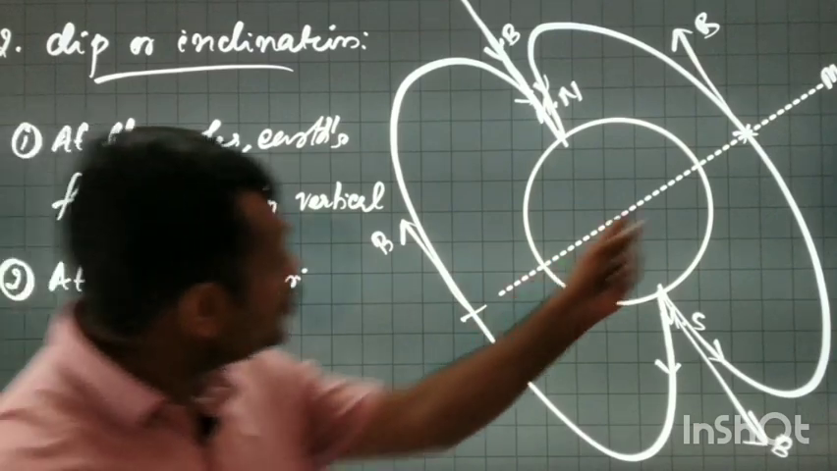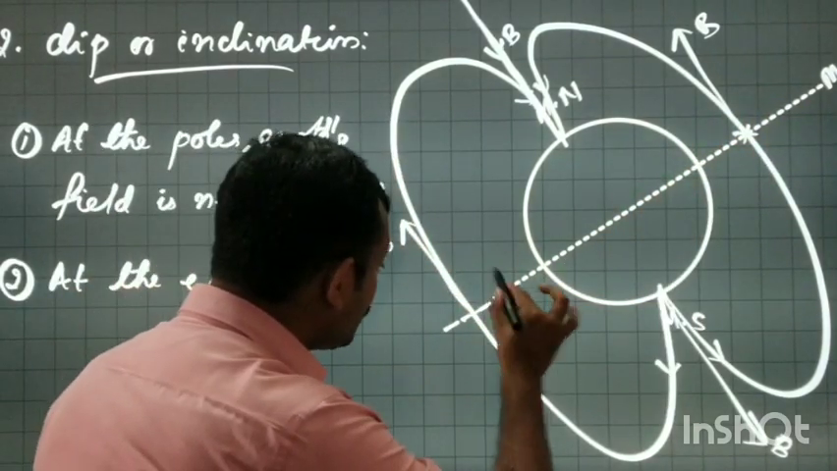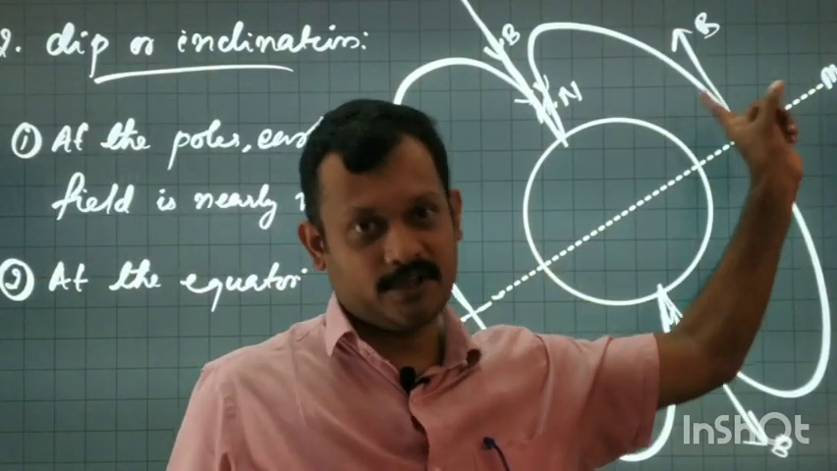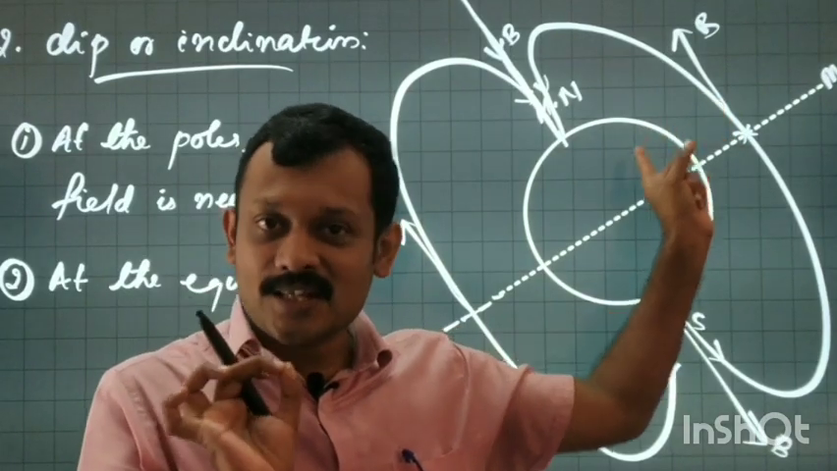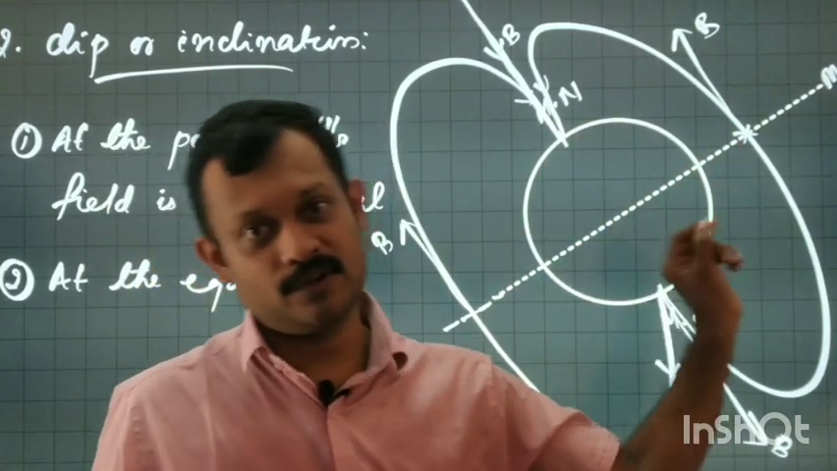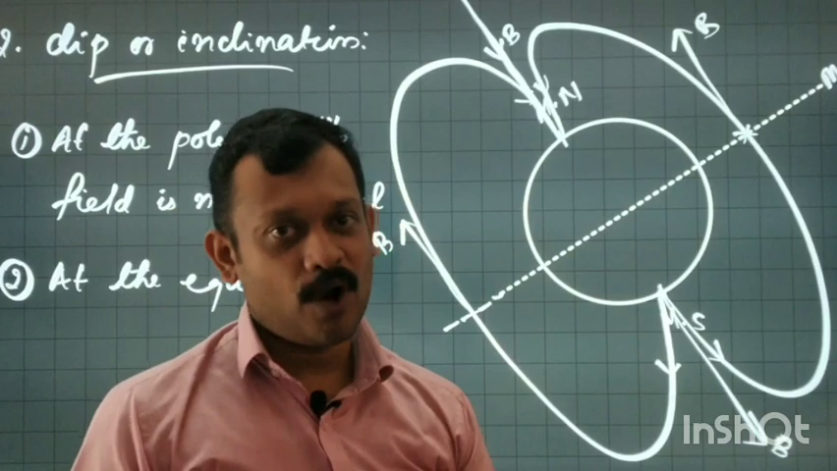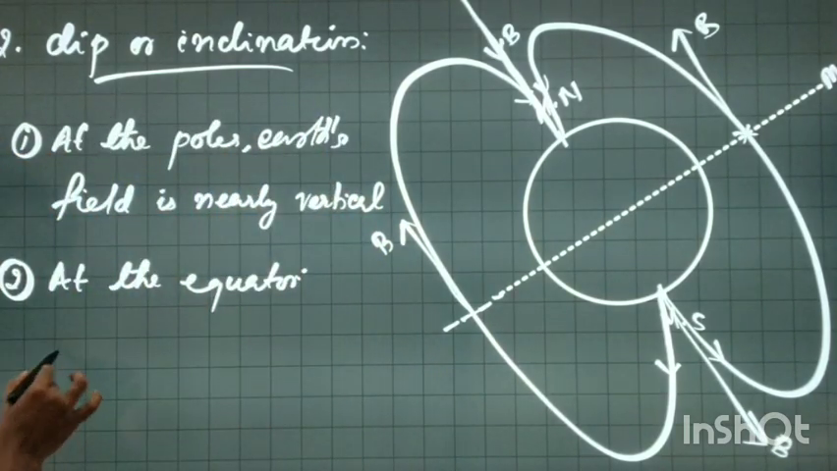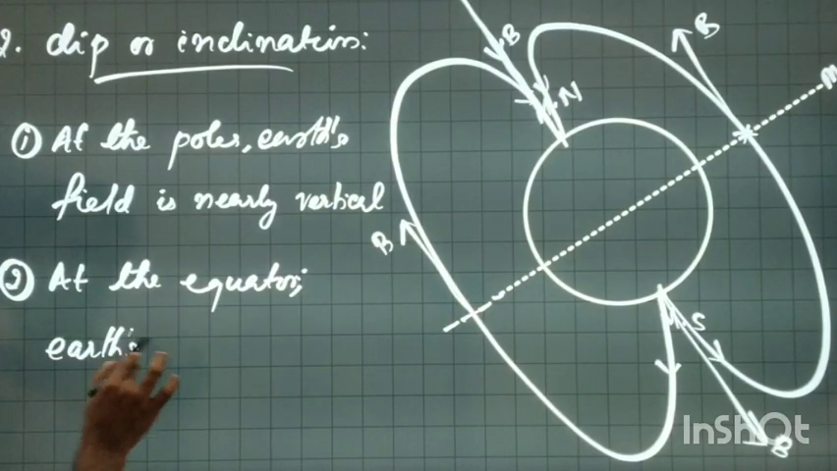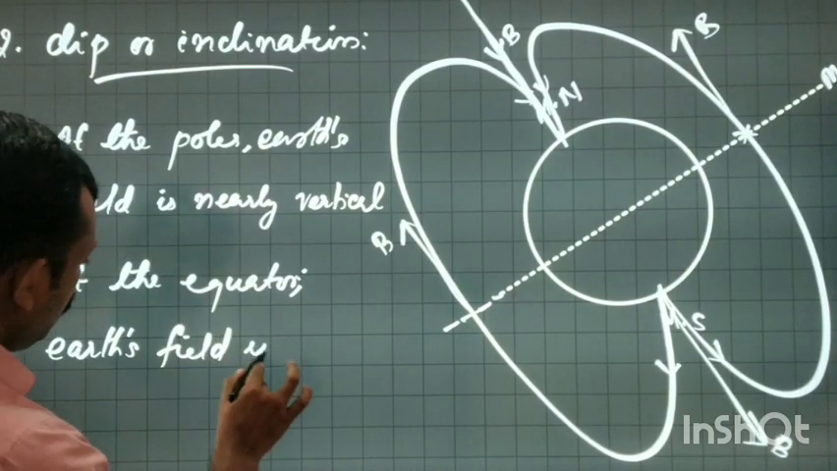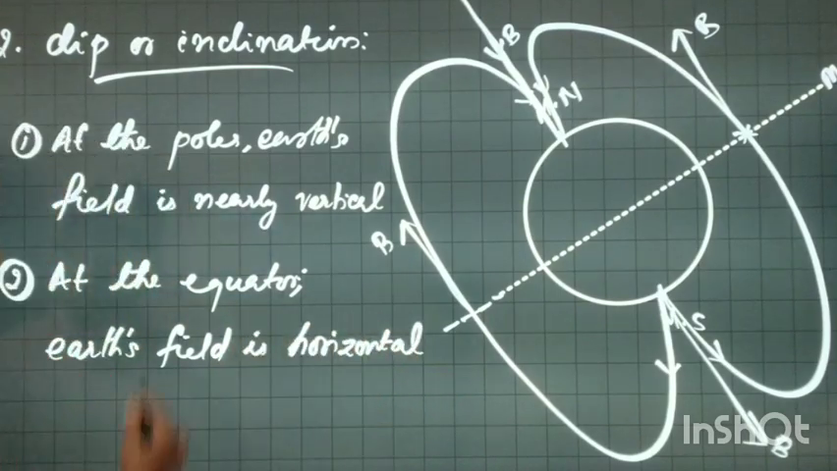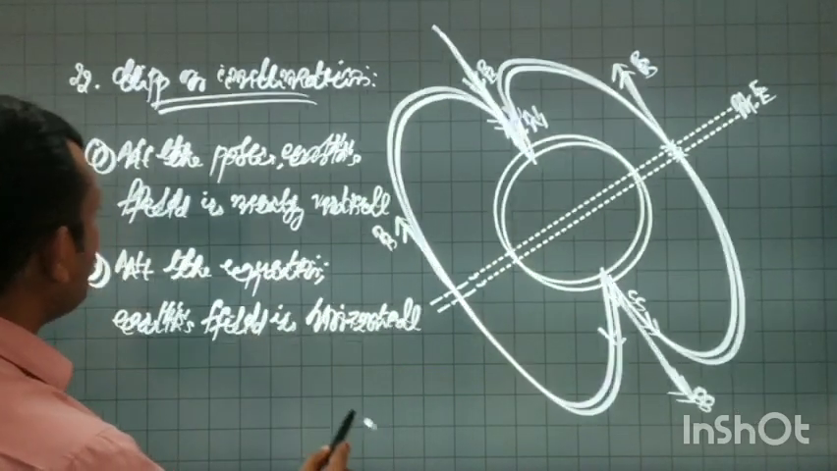At the magnetic equator, as you can see, the field is parallel to the surface of Earth. Parallel to the surface of Earth means what? It is nearly horizontal. At the equator, Earth's field is horizontal, let me tell you. At the equator, you can see that the Earth's field is horizontal.